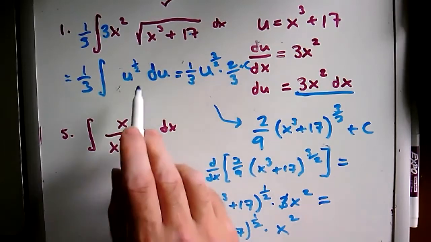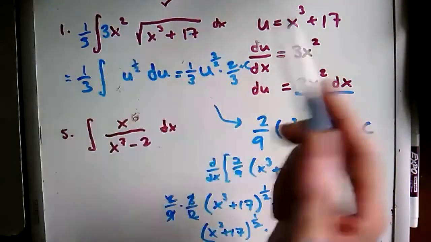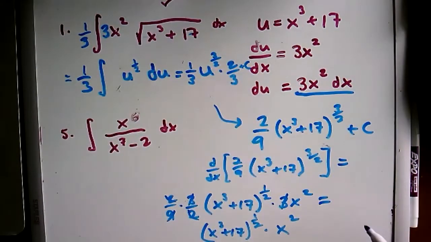And that's exactly what we started with. We started with x squared times the square root of x cubed plus 17. So we have now checked our work.